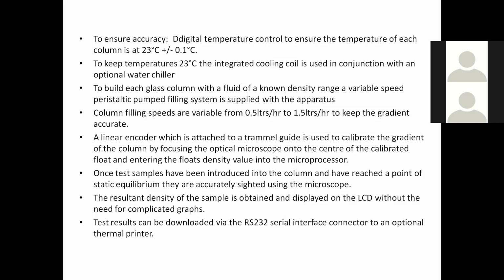The linear encoder, which is attached to a Dremel guide, is used to calibrate the gradient of the column by focusing the optical microscope onto the center of the calibrated float and entering the float density value into the microprocessor. Once test samples have been introduced into the column and have reached a point of static equilibrium, they are accurately sighted using the microscope.